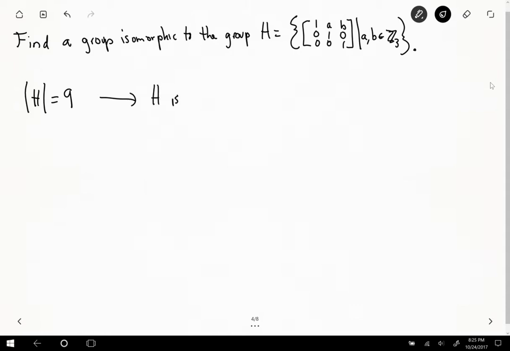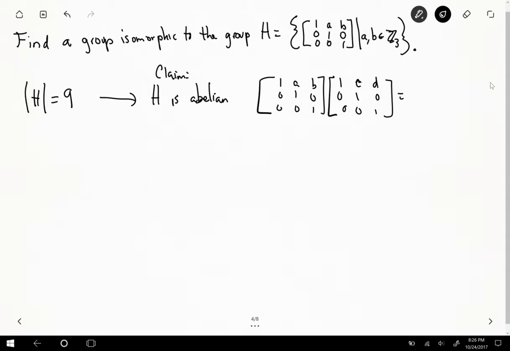And not necessary, but just trying to let you see what's happening here. So just so you can see that H is abelian, that's not too hard either. If we take 2 elements, we just have to show they commute. So if I have 1, a, b, and then we'll do 0, 1, 0, 0, 0, 1, and we take another element in this form. So we go 1, c, d, 0, that's a c, don't let your eyes fool you, 0, 1, 0, 0, 0, 1. What does this equal?